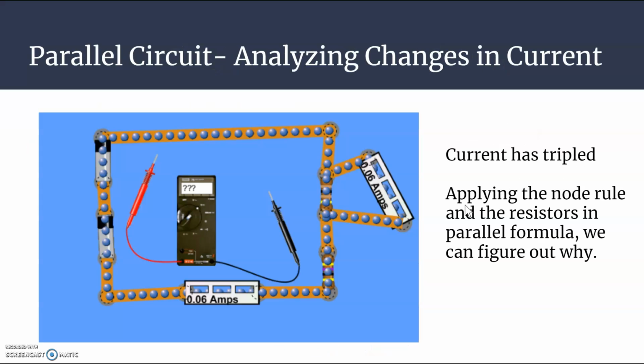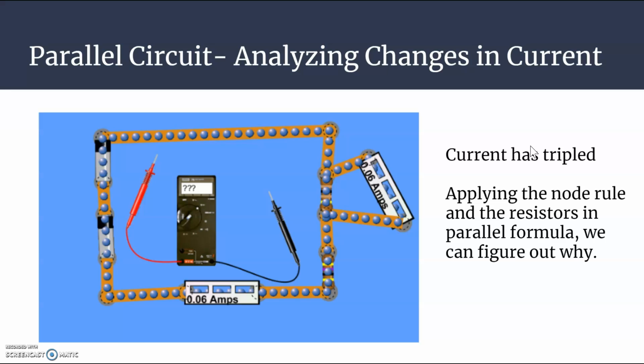The next thing that was done, again with the DC circuit, was to analyze what happens when we place a wire with no resistor in parallel with the 100 ohm resistor. The end result was that the current had tripled.